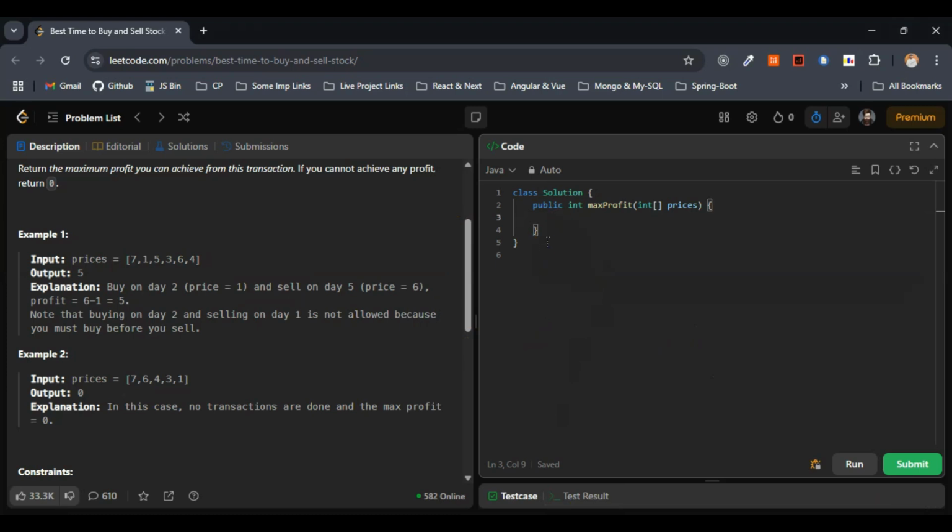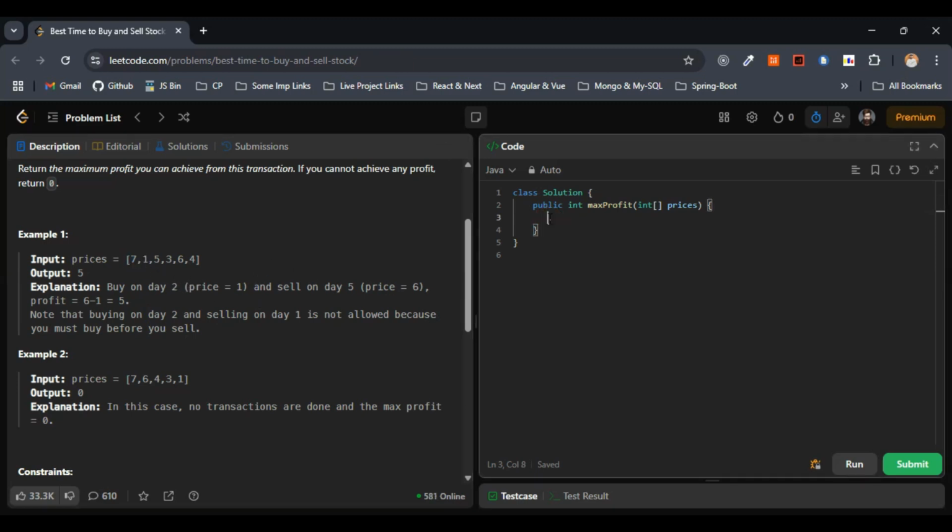I hope the complexities part is completely clear along with the approach. Now as we are completely familiar with the approach and complexities, let's start writing the code. So here the first step is, let's initialize the buying price as the price on day 0.